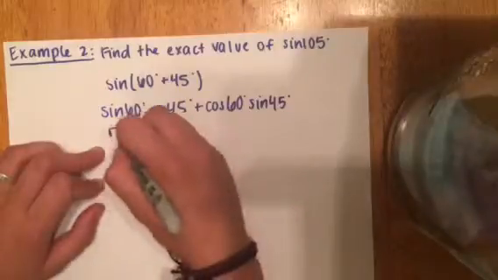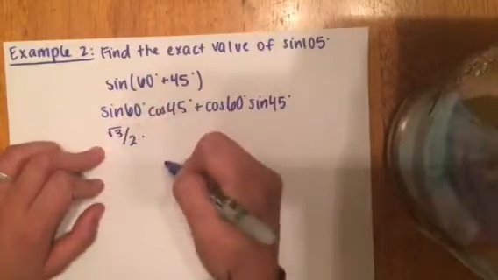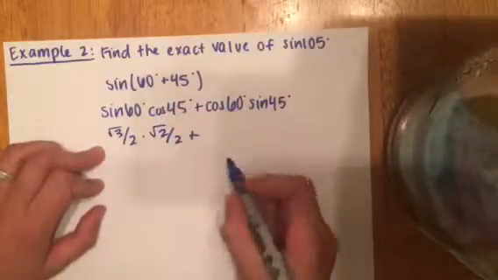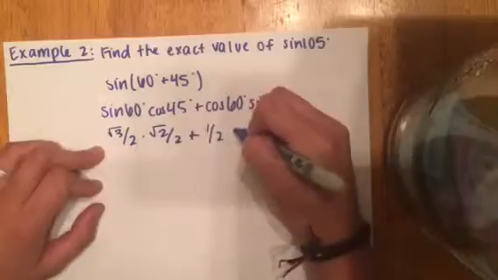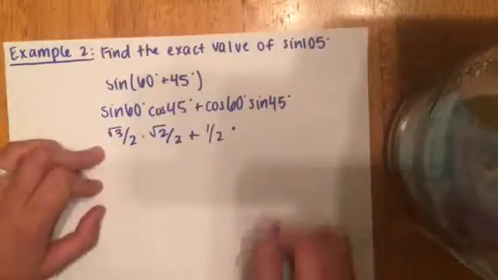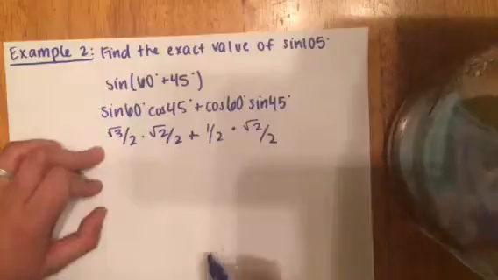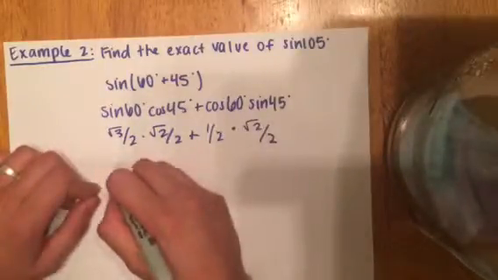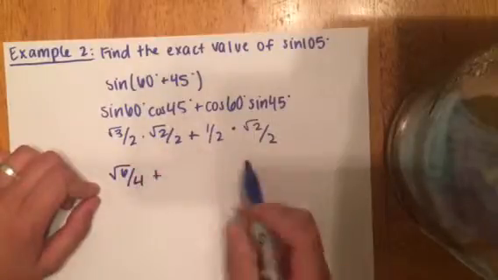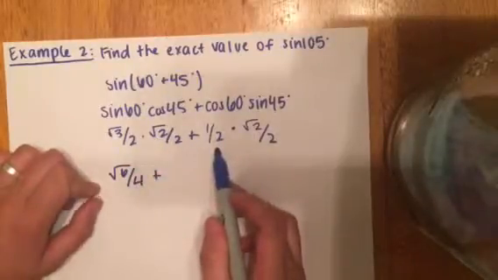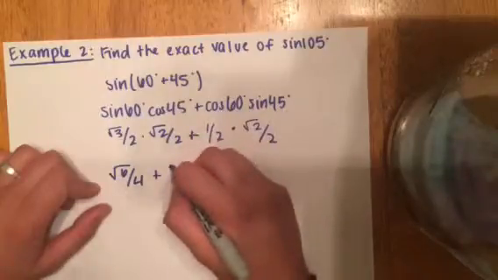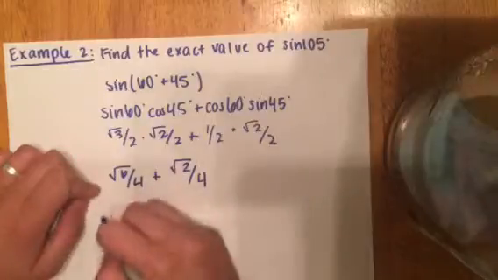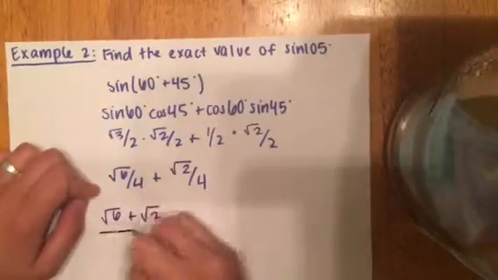So sine of 60 is root 3 over 2 times cosine of 45, which is root 2 over 2, plus cosine of 60, which is 1/2, times sine of 45, which is root 2 over 2. Now I'm going to multiply root 3 over 2 times root 2 over 2, and that gives me root 6 over 4, plus 1/2 times root 2 over 2, which gives me root 2 over 4. And these have the same denominator, so I can add them together. So I get root 6 plus root 2 all over 4.